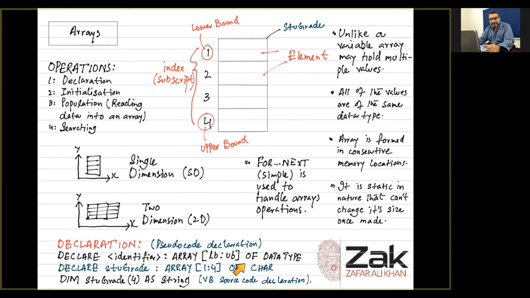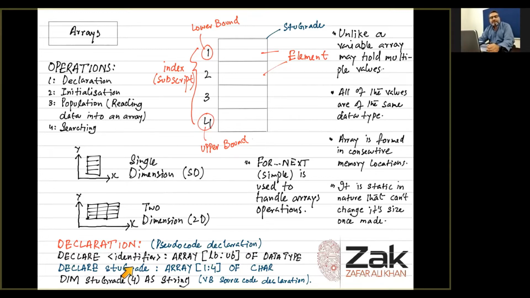All right, and if we declare the same array in Visual Basic, we would have to pass this command which is called dim, declare in memory. Few people call it dimension, but I believe that the better thing is declare in memory. Student grade, and then in parentheses all we have to do is to tell about the upper bound.